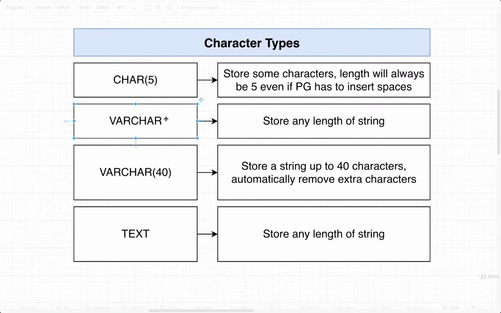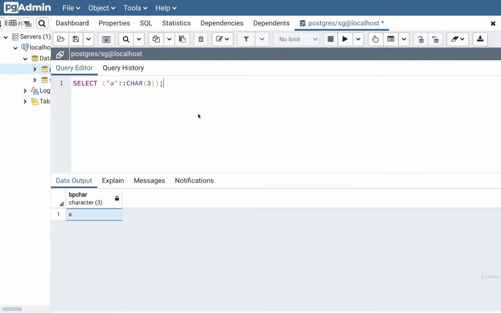We also have access to varchar. If we put in varchar, that means we can essentially store any length of string. If we put in a number after it, and we provide a string longer than 40 characters in this case, then any extra characters will be removed automatically. Let's try out an example of that as well. I'll put in some gibberish again, and then I'll change the type to varchar 5.